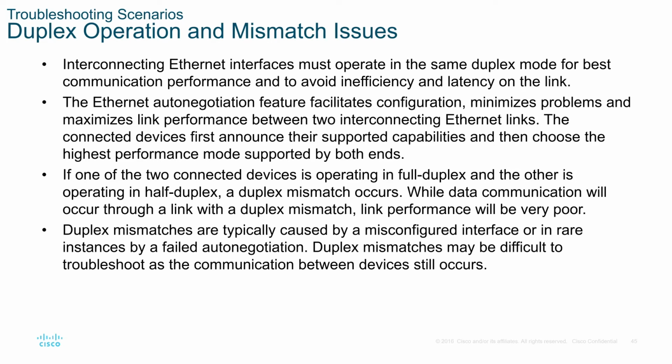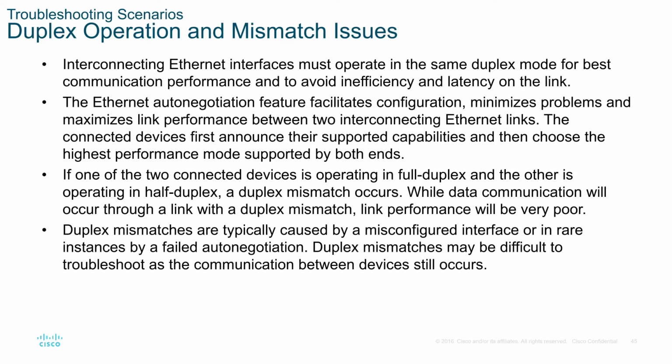They are either both full, which is the preferred method, or half if necessary for best communication performance and to avoid inefficiency and latency on the link. The Ethernet auto negotiation feature facilitates configuration. It minimizes problems and maximizes link performance between two interconnecting Ethernet links. The connected devices first announce their supported capabilities and then choose the highest performance mode supported by both ends.